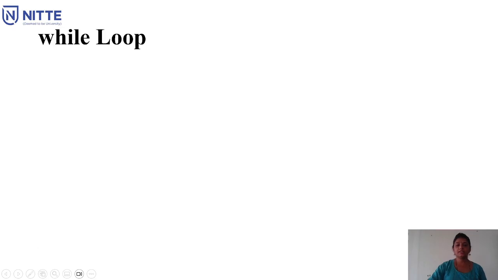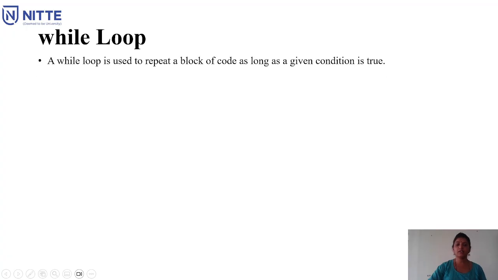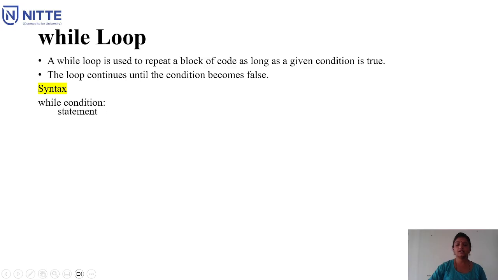Moving forward, let's try to understand what is a while loop. A while loop is used to repeat a block of code as long as a given condition is true. So till the condition is held true, this while loop is going to work. The loop will continue until the condition becomes false. Once the condition is false, the while loop is going to get terminated. Let's see the syntax. While condition: when the condition is true, the statement will be executed.